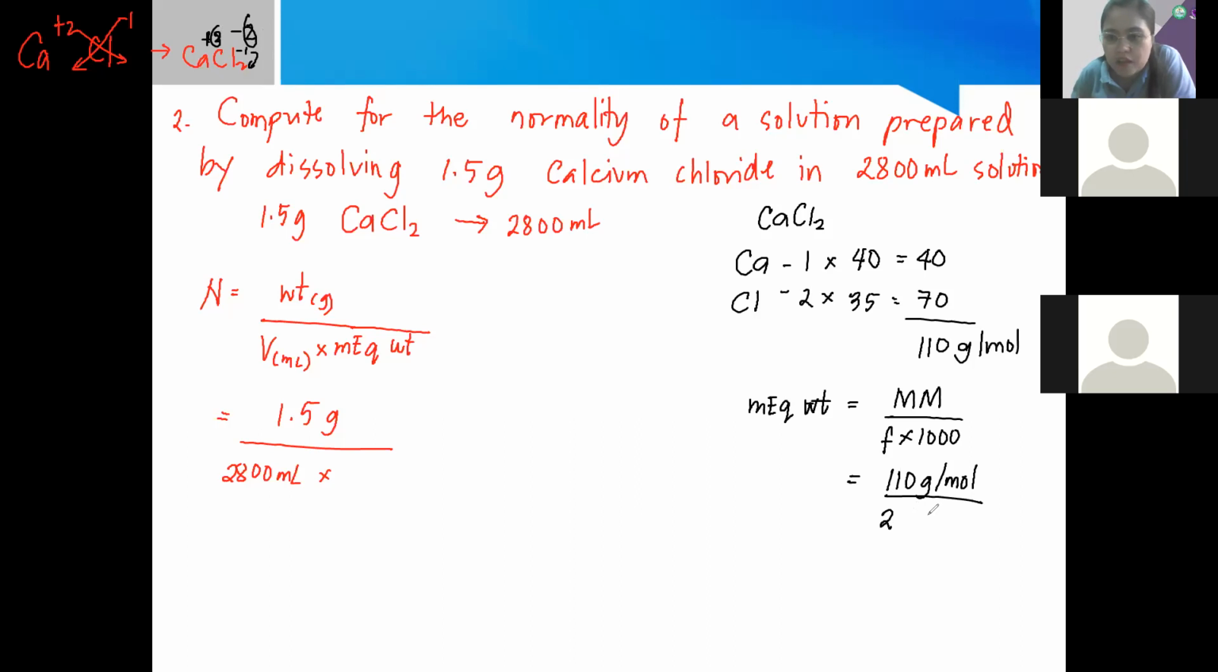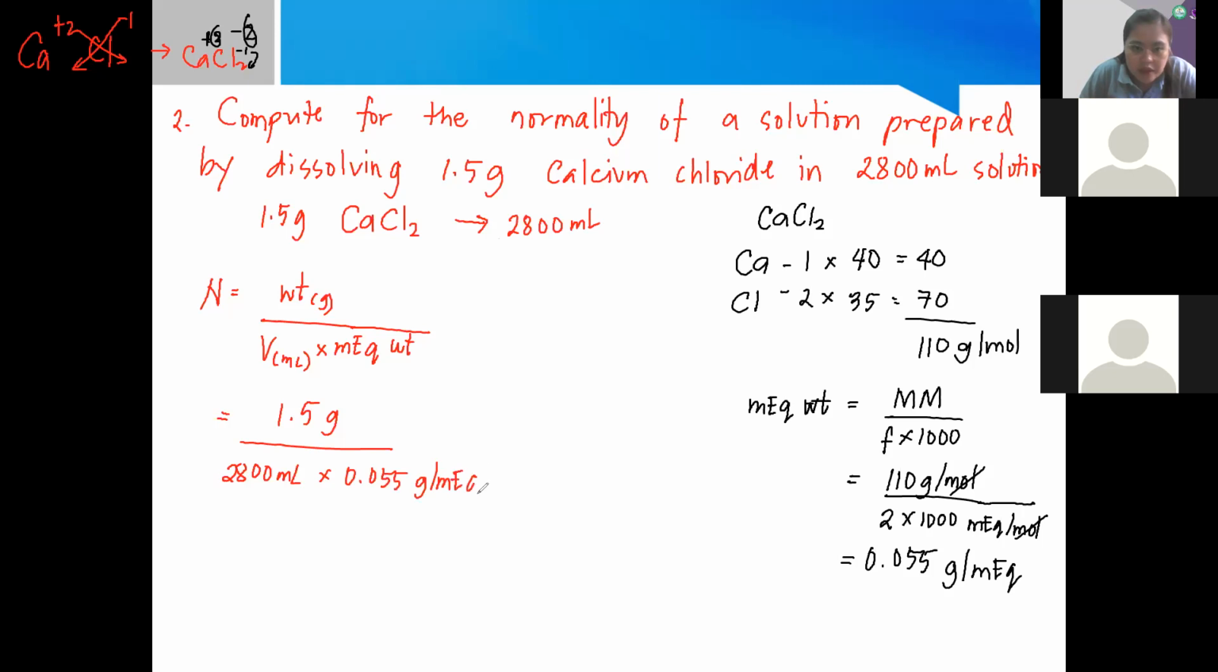I hope you got the correct answer. Okay, and then our unit is MEQ per mole. Cancel the mole. This is 110 divided by 2,000 is 0.055 grams per MEQ. Please do not round off during the process, just round off during the final answer. So 0.055 grams per MEQ. Cancel the grams.